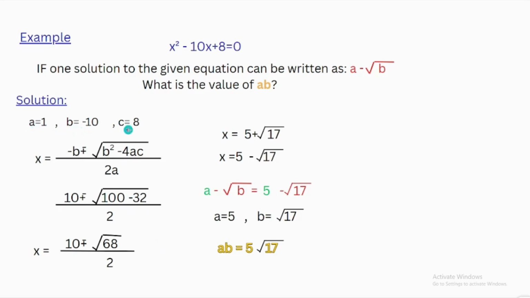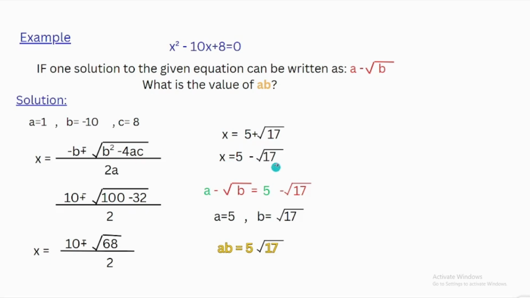We get a, b, and c and plug these numbers into the formula. It's negative of negative 10, plus or minus the root of 10 squared, which is 100, minus 32, the product of 4 times 8 times 1, all over 2a, and a is 1. We simplify this to get x equals 5 plus root 17 or 5 minus root 17.